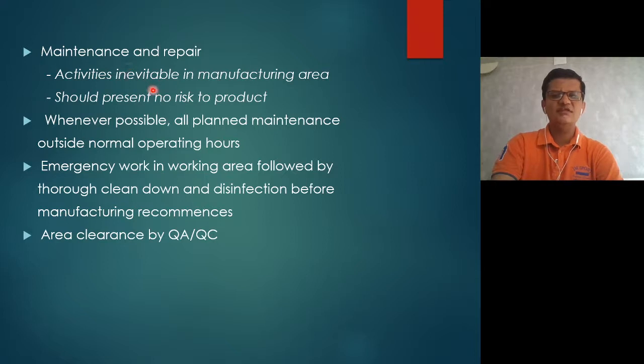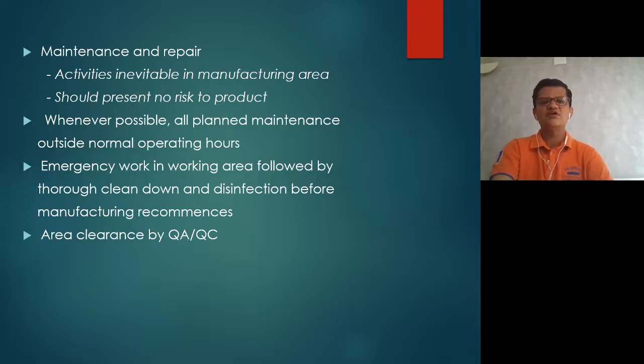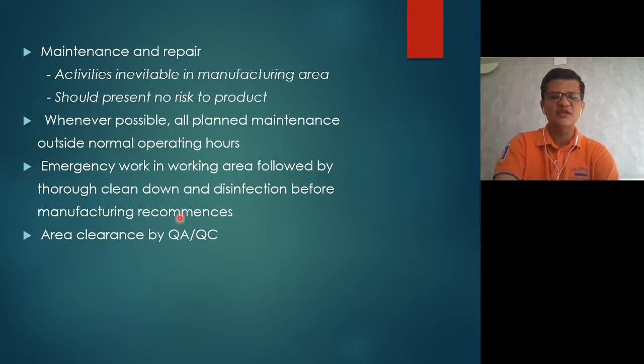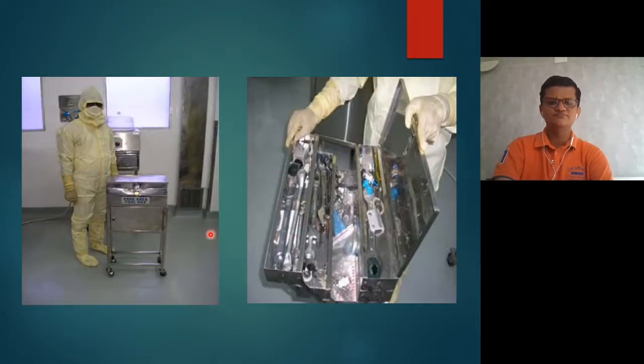Maintenance and repair activity is inevitable in the manufacturing area and should present no risk to the product. Whenever possible, all plant maintenance should be done outside the normal operating hours, so there is no chance of contamination. Emergency work in a working area is followed by clean down and disinfection before the manufacturing recommences, and the area clearance should be done with the help of QA and QC. You can see that if any person comes for repairing, he should also do the gowning.